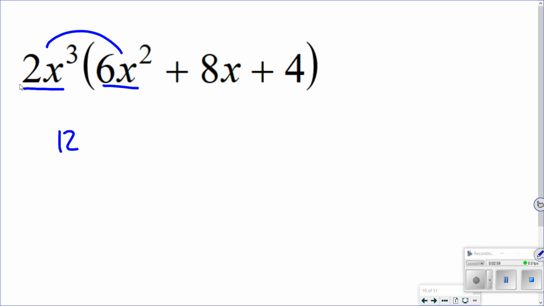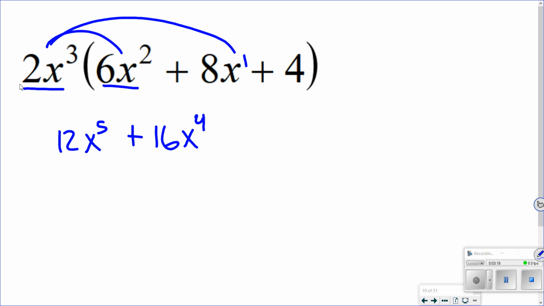We're timesing things with the same base. This is on our last test. The base stays the same, and you add the exponents. 3 plus 2 is 5. So we end up with 12x to the 5th. Okay, then we go 2x cubed times 8x. That would be a 16. x cubed times x to the first, the base stays the same, and you add the exponents. So it's x to the 4th. 2x cubed times 4. 2 times 4 is 8. And it's still x cubed. Okay, and we're done.